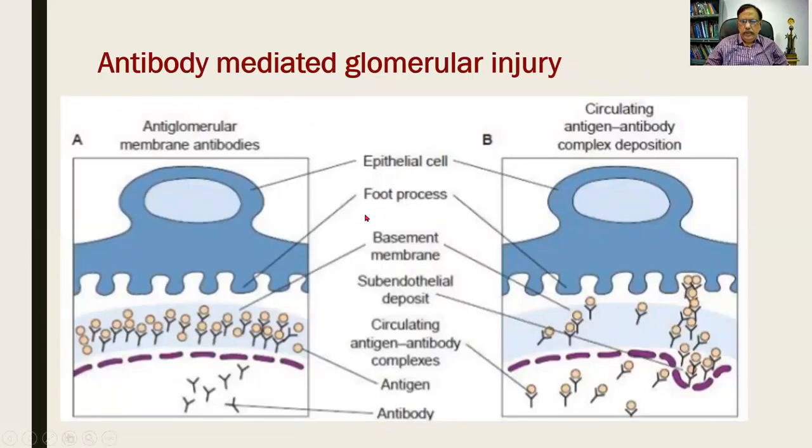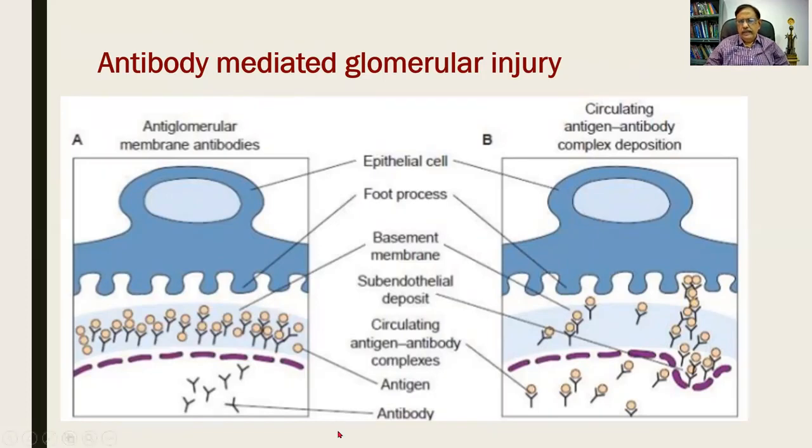Basically, though it is not part of it, I am trying to explain it. You find that this is the epithelium and this is the basement membrane, and all the round ones are the antigens. The antibodies are going and getting attached. So I find that there will be a uniform deposition. This is anti-glomerular basement membrane antibodies.